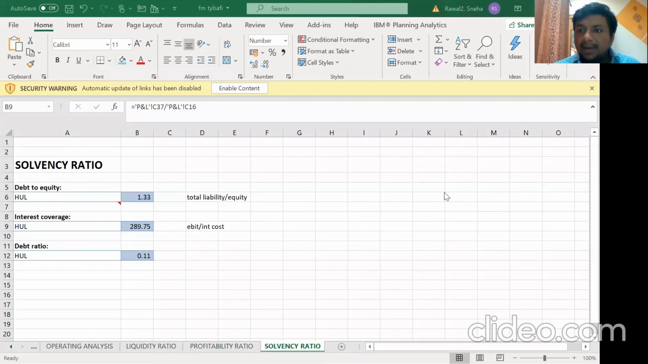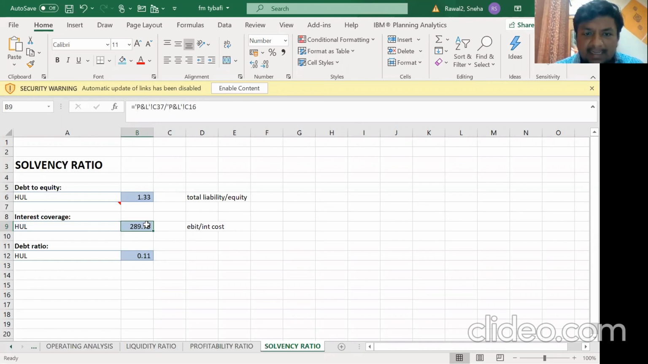Okay, so now we will calculate solvency ratios. What do you mean by solvency ratios? Why do we calculate it? It is the ability of the company to meet its long-term obligations. So the most important one is interest coverage ratio. Higher the ratio, better is the company in repayments of long-term obligations.